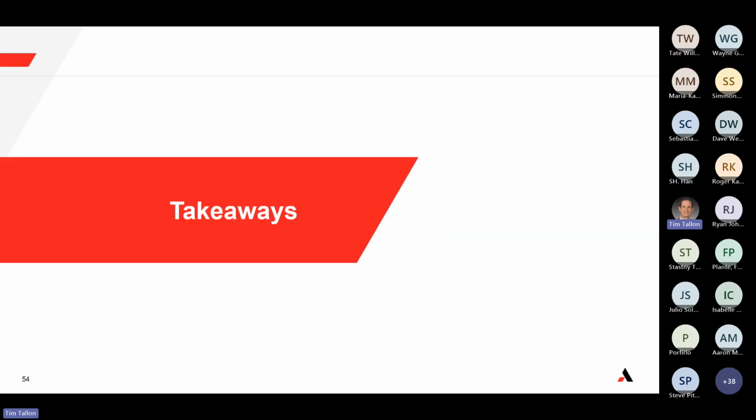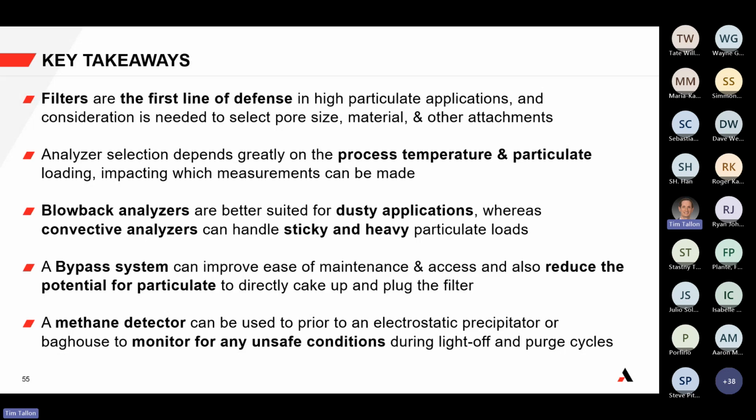Now, with that being said, what are some of the takeaways from our discussion today? I know we talked about a lot, and we are getting closer towards the end of time. We'll certainly have time for questions at the end. Some key takeaways include filters. Filters are by far the first line of defense in a high particulate application. Any of the analyzers that I showed you today could have a filter in some way, shape, or form to support a high particulate application.